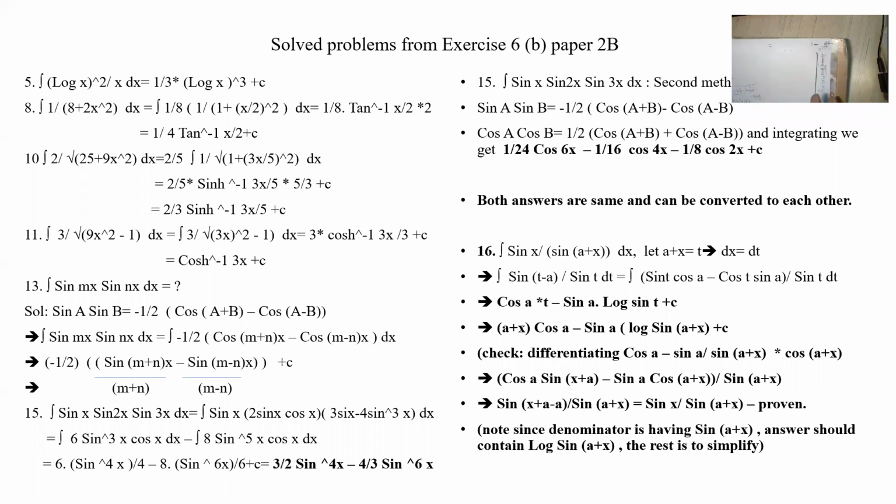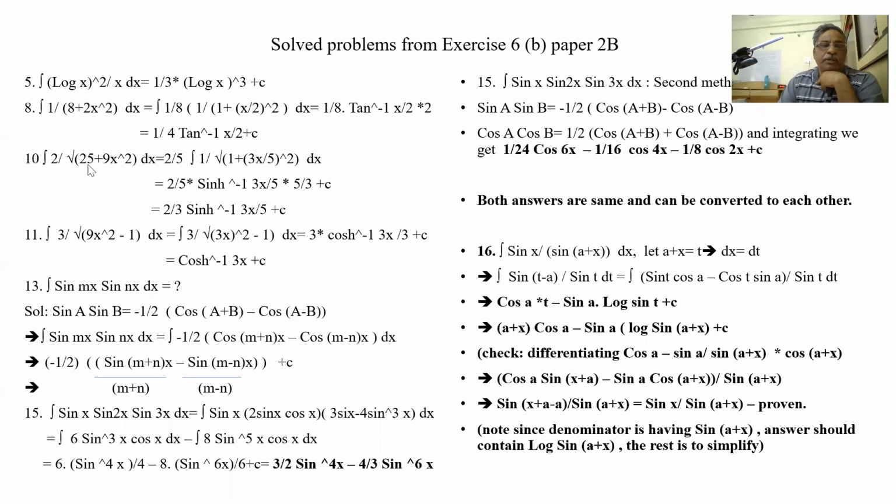The same thing has been given as a formula: if you have 1 plus x squared, I'll put sinh inverse of 3x by 5, times 5 by 3. The 3 by 5 becomes 5 by 3. So when we simplify it, we'll get 2 by 3 sinh inverse of 3x by 5. So this is the formula.